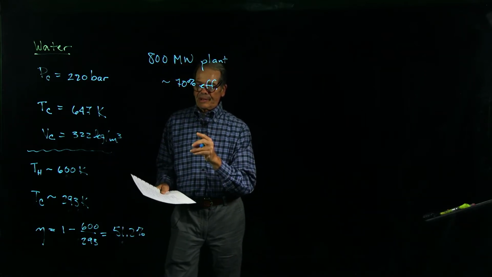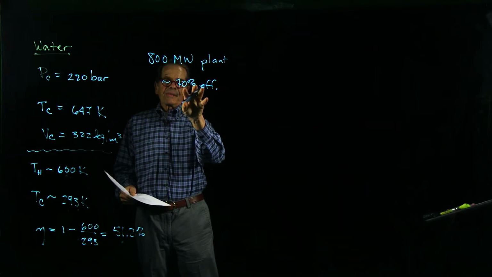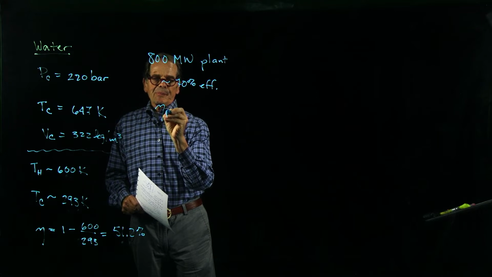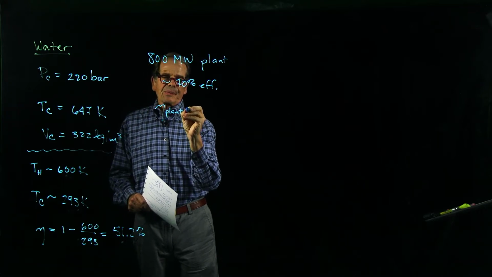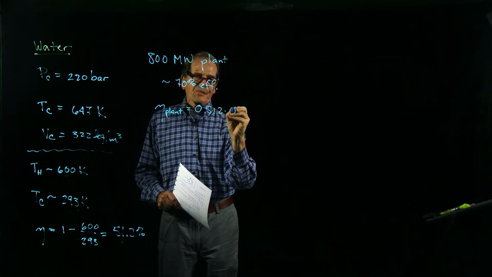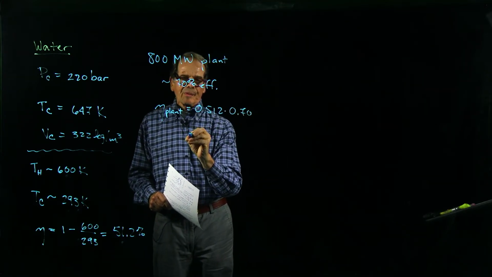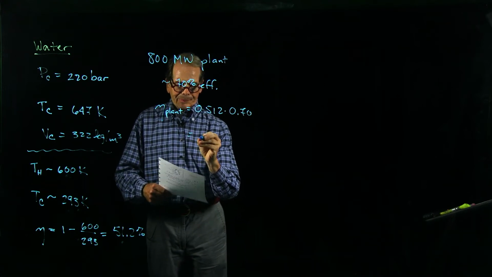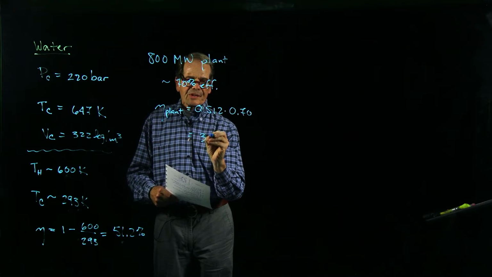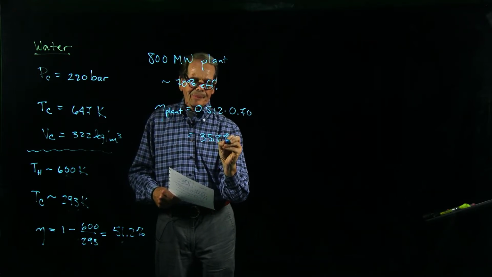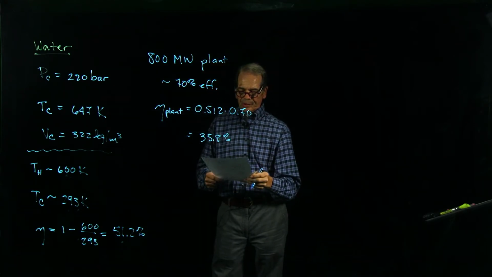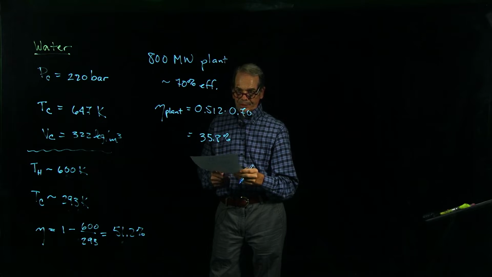So if our plant equipment only is 70% efficient, then the actual plant efficiency is going to be 0.512 times 0.70, or basically on a percentage basis, 35.8. This is usually not going to be acceptable. So we are going to have to do better than that.